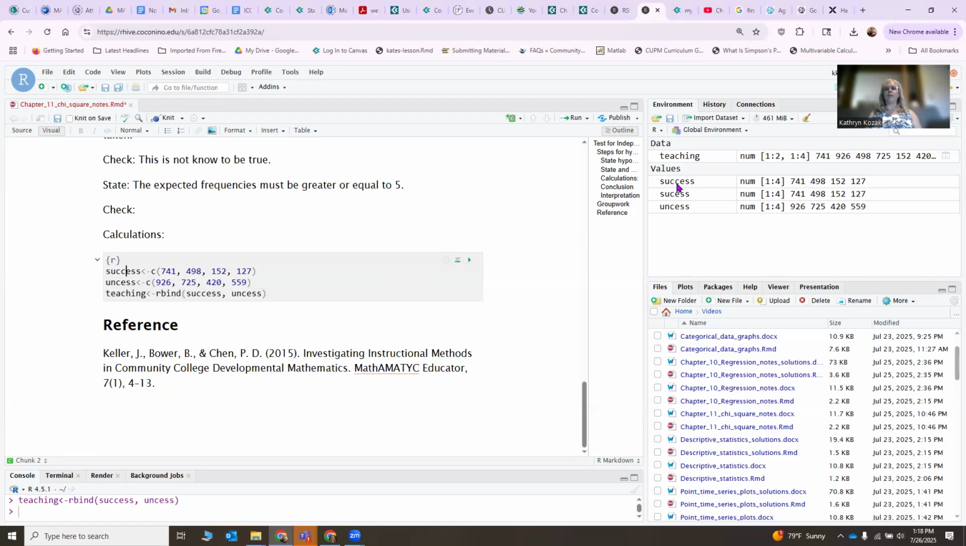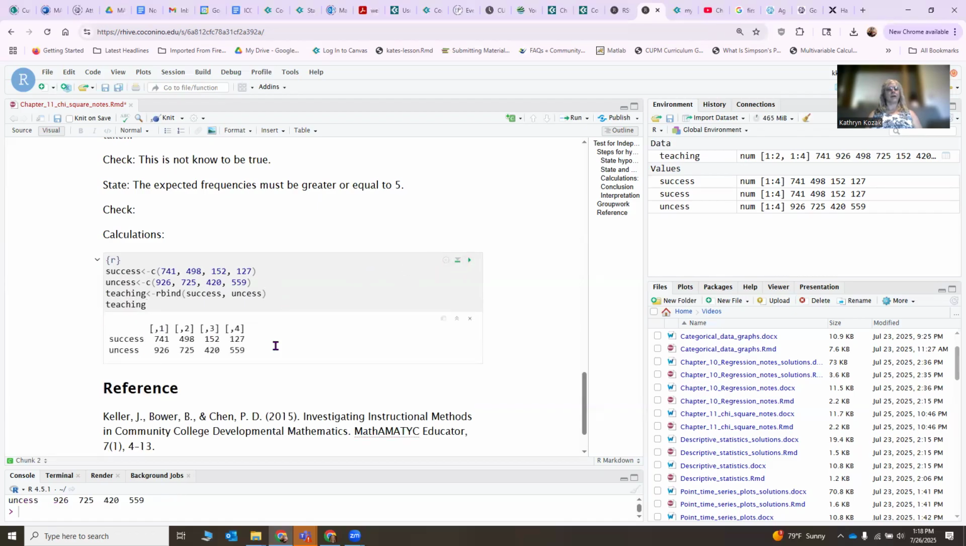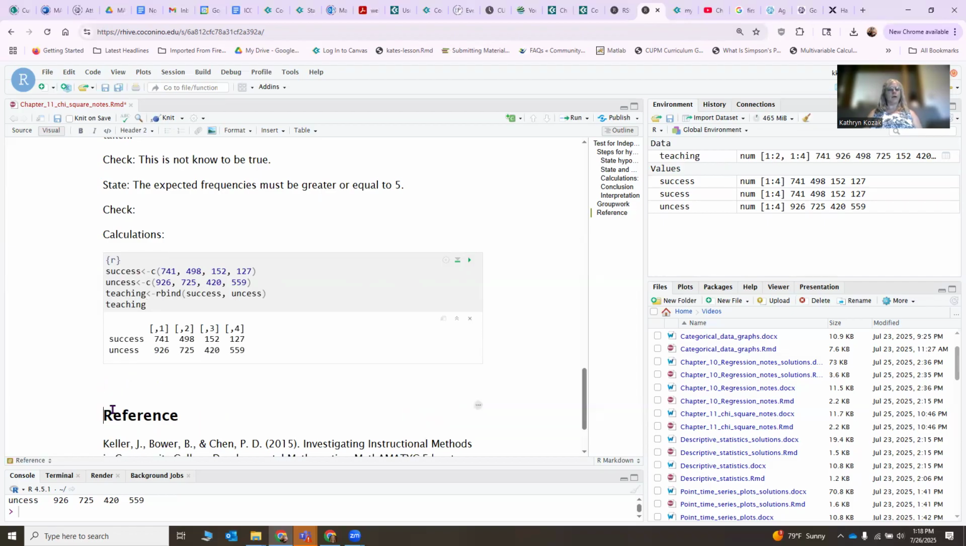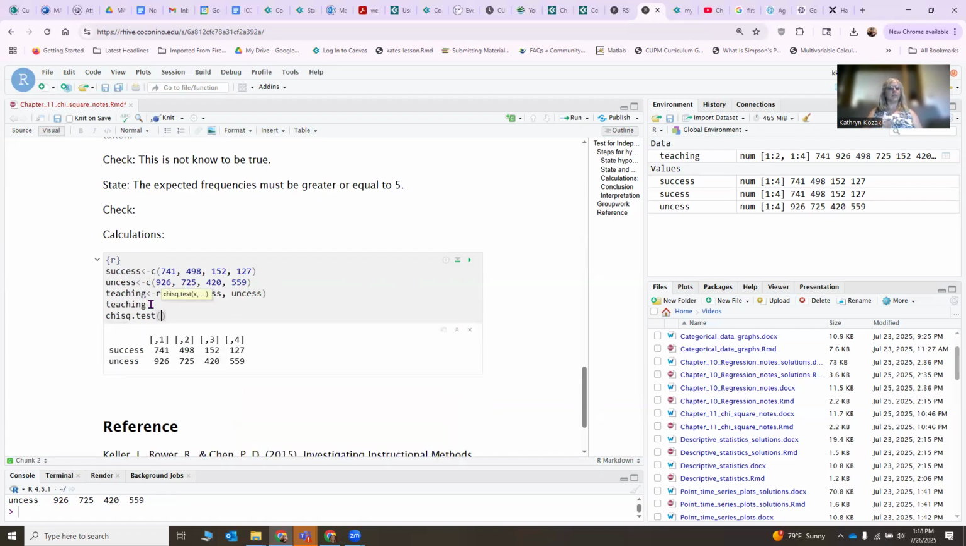All right, so now I've got it in here. I've got my teaching. If you want to, you can look at it by just typing teaching. And you can now see that has been written up for us and we can see what's happening. Now I can go ahead and do my chi-squared test on this teaching. And I believe that's all I have to type in.